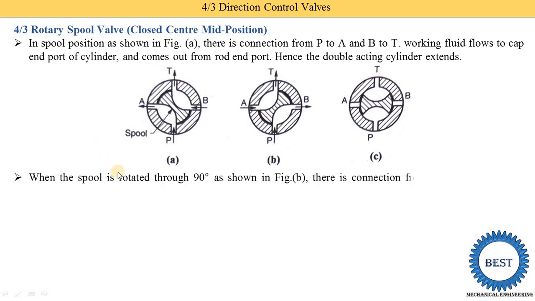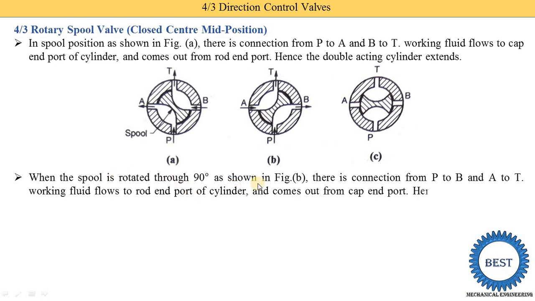When the spool is rotated through 90 degrees as shown in this figure, means for changing the position of the spool or changing the positions of the various ports, we need to rotate the spool 90 degrees, because the 4 ports are provided at 90 degrees. So if we need to change the position, we need to rotate 90 degrees. Suppose 5 ports are there, then we need to rotate the spool by 72 degrees, means 360 divided by the number of ports. Suppose 3 ports are there, then we need to rotate the spool by 120 degrees.